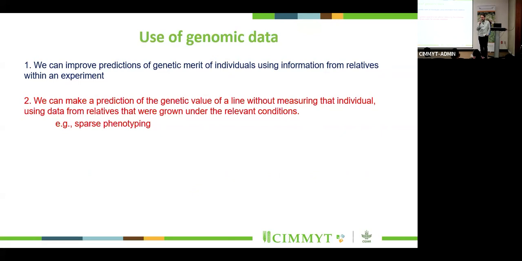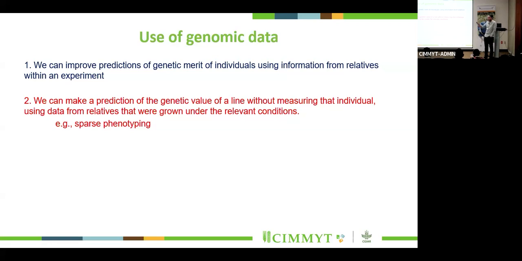Like I said earlier, if you want to know more about an individual, you go find their family and get that trait. So now, what we can also do is predict the value of a line without measuring it for that trait. We can use the data from relatives grown under the relevant condition. It's not going to be as accurate as if you have the data on that particular individual, but it's going to give you information about an individual you've never seen, especially if you have a lot of relatives. In practical terms, this means we can do sparse phenotyping.